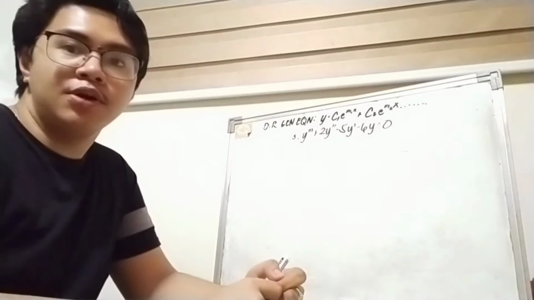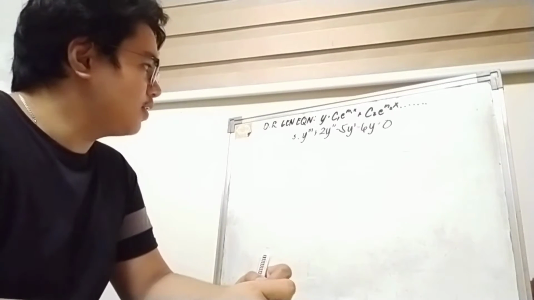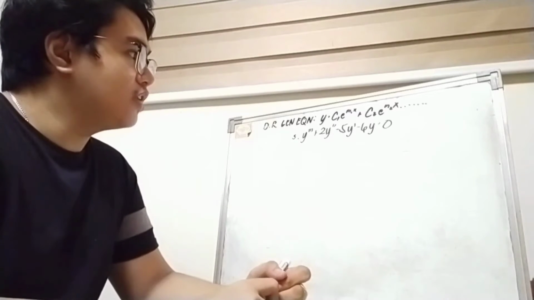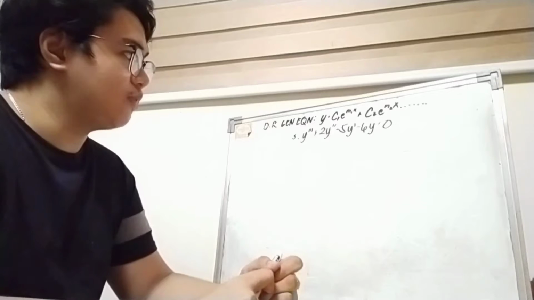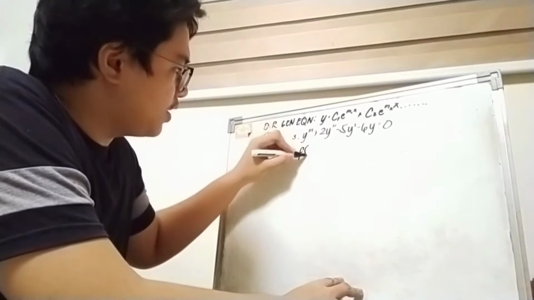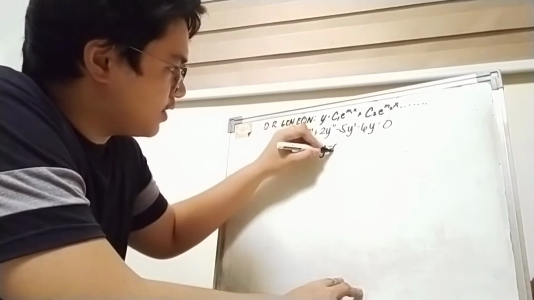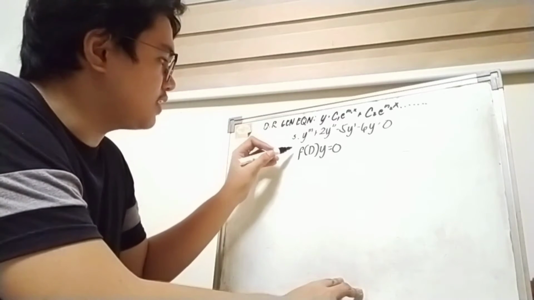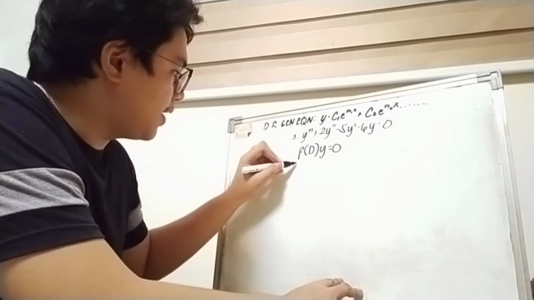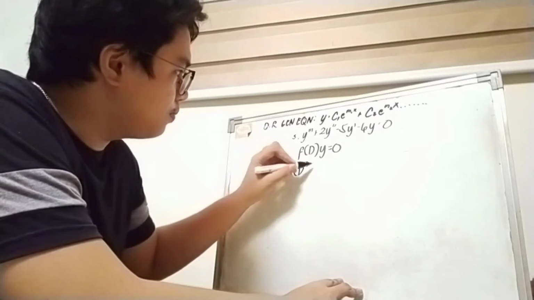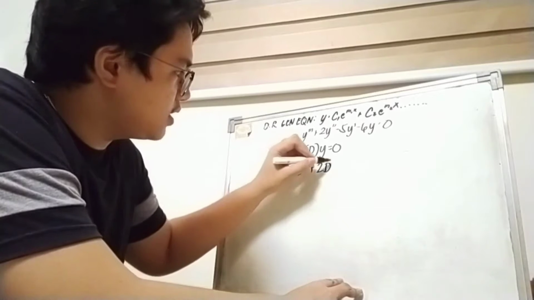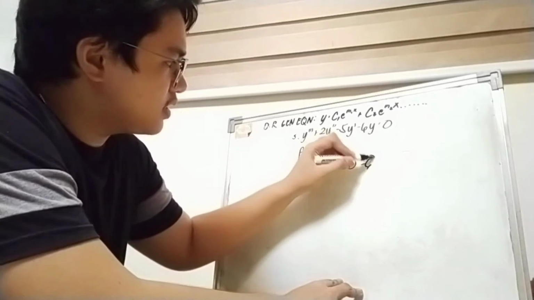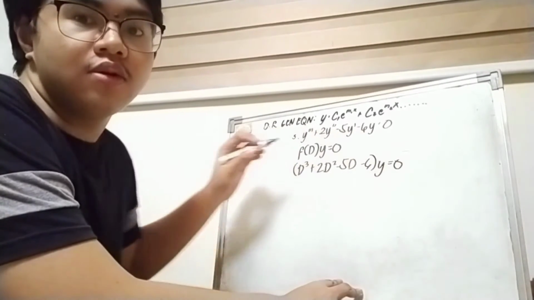So, yung last example natin is yung example number 3, which is y triple prime plus 2y double prime minus 5y prime minus 6y is equal to 0. Recall that f of D times y is equal to 0. So, gagawin natin yung example number 3 into this type of equation. So, magiging kalabasan is D cube plus 2D square minus 5D minus 6 times y is equal to 0.